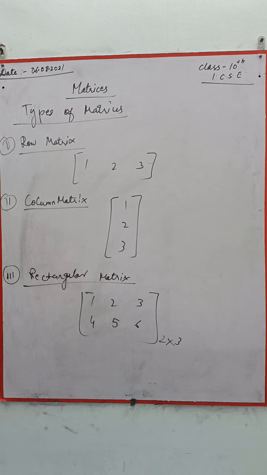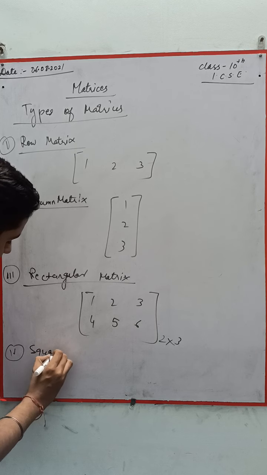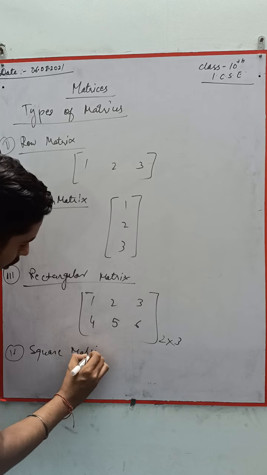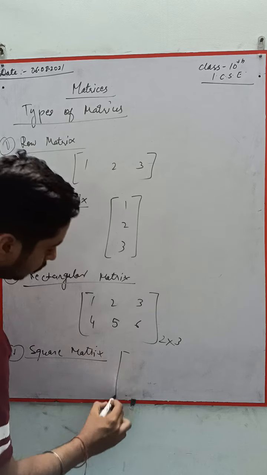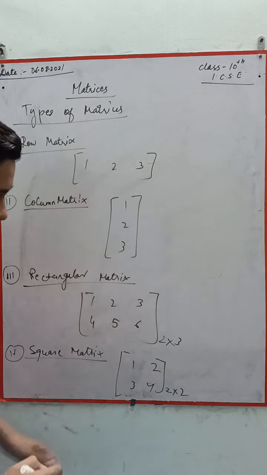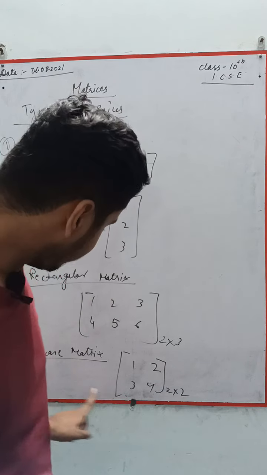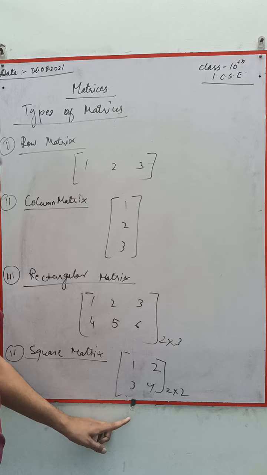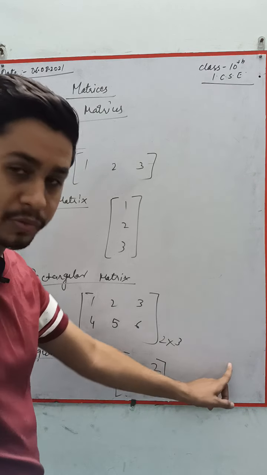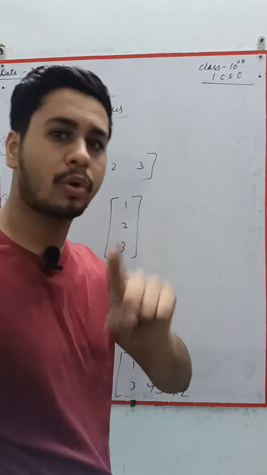Then comes the square matrix. Can you relate? Square, all sides are equal. So with 1 2 3 4, the number of rows should be equal to the number of columns. Then we can say that it is a square matrix. A square matrix can be of order 1 cross 1, 2 cross 2, 3 cross 3, 4 cross 4, likewise.